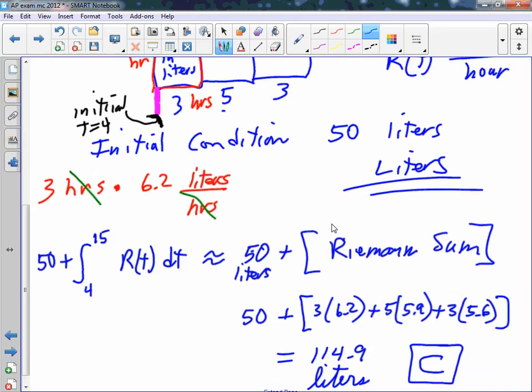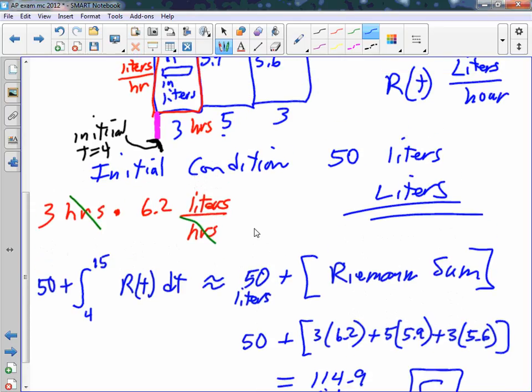Right. The big key here, and I love this problem, is if you use dimensional analysis, saying, okay, hours times liters per hour is liters, that really informs how to proceed.